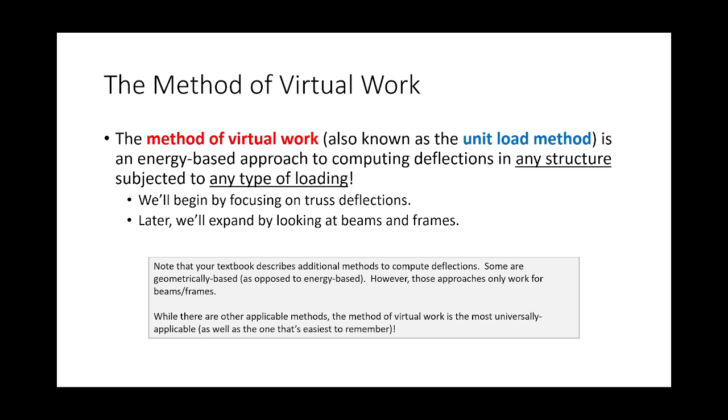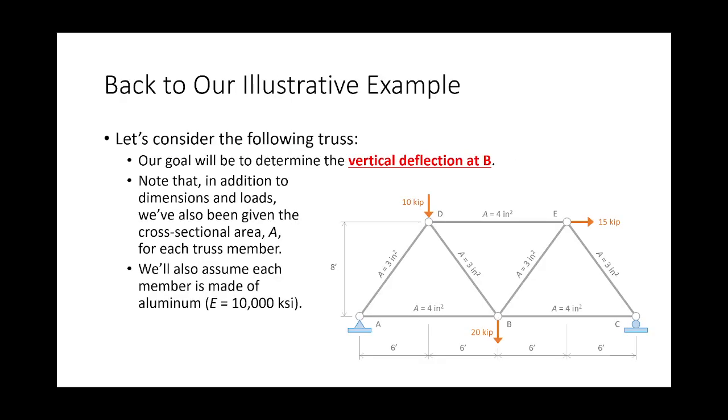For beams and frames, admittedly, there are other ways of going about it. There's the conjugate beam method, direct integration, etc., all related to the geometry of the deflected shape. But the reason I like the method of virtual work is because it's a single method that works for any structure, any time, for any loading, period. So you can take the same process and apply it to beams, apply it to frames, and it still works, which is why I focus on it so much. So just food for thought for later.